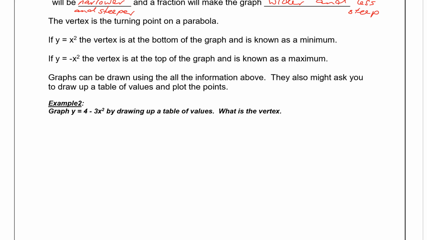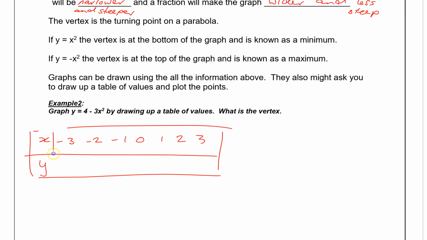Now, table of values. If we're to do this, it probably helps to, let's have a look. I'm going to have x values of -3, -2, -1, 0, 1, 2, and 3. Y values we have to work out. It tends to be easiest to start with 0. So here, if I put 0 into that, then y would equal 4.